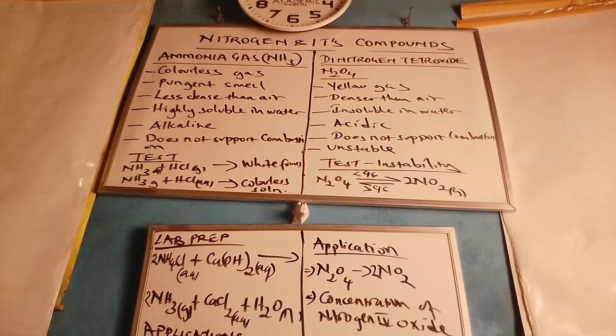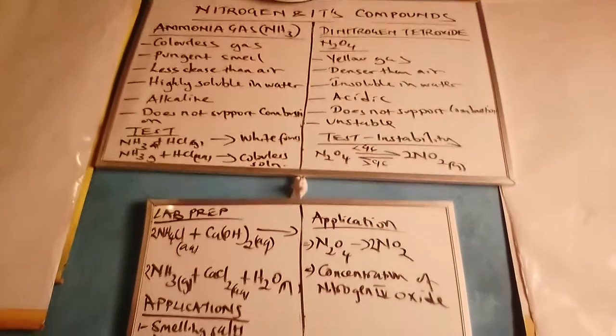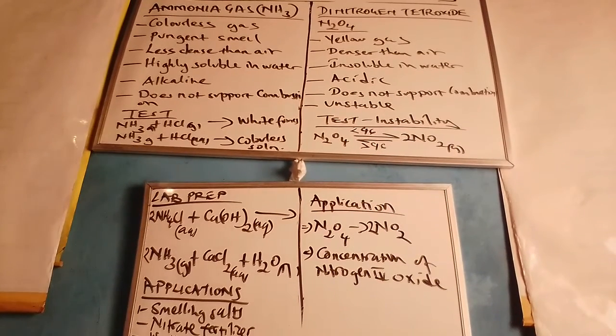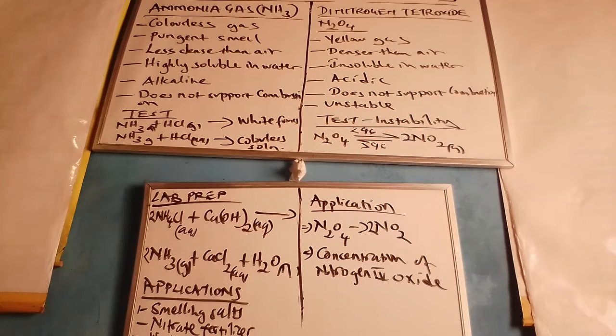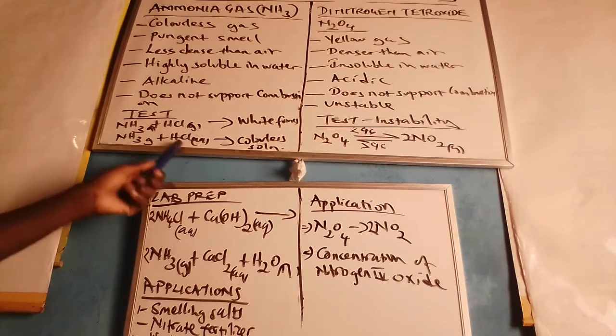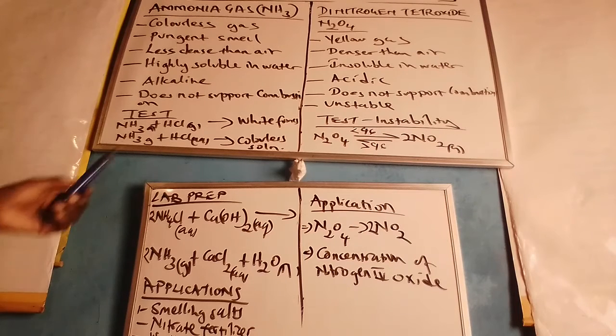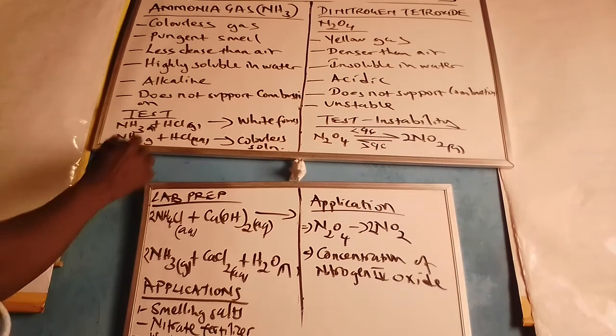How do we test the gas? To test the gas, we need HCl. We use HCl as a gas, and when ammonia meets HCl gas, it forms white fumes. We can also use HCl as an acid, and when ammonia meets HCl acid, it forms a colorless solution.